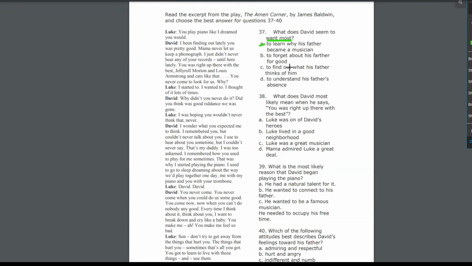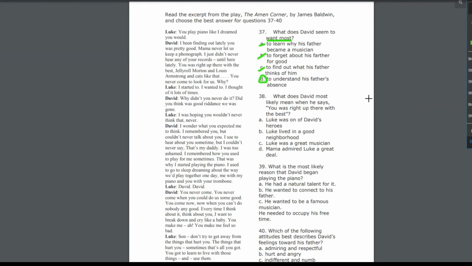To forget about his father for good. But we know that's not true, because David really had something to say, right? And it wasn't even saying that I don't want you here, but why weren't you here really was what the situation was. So that's out. To find out what his father thinks of him. He might want to know, but that wasn't what he was exuding, or that's not what he was speaking about. That's not what he was yearning for, you know? So that leaves us with D, to understand his father's absence. Yes, for the most part, David wanted to know, where were you and why didn't you come find us? You know, why weren't you here? That's my problem. That's what I want.